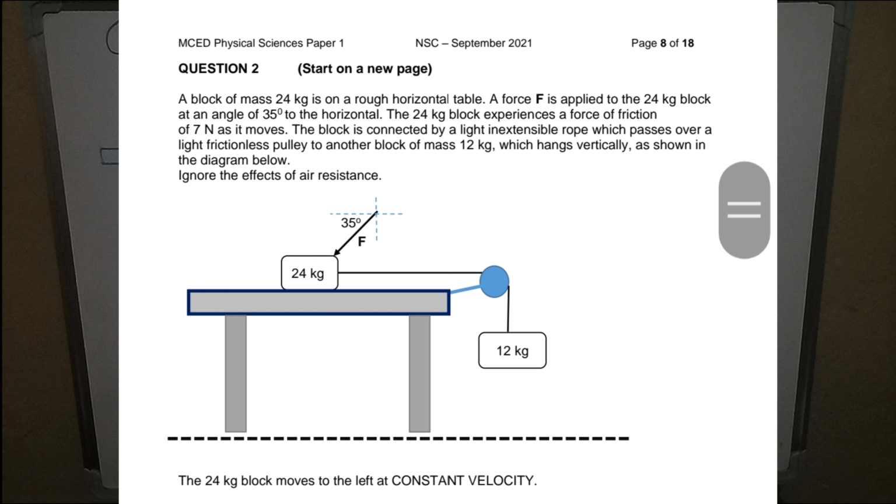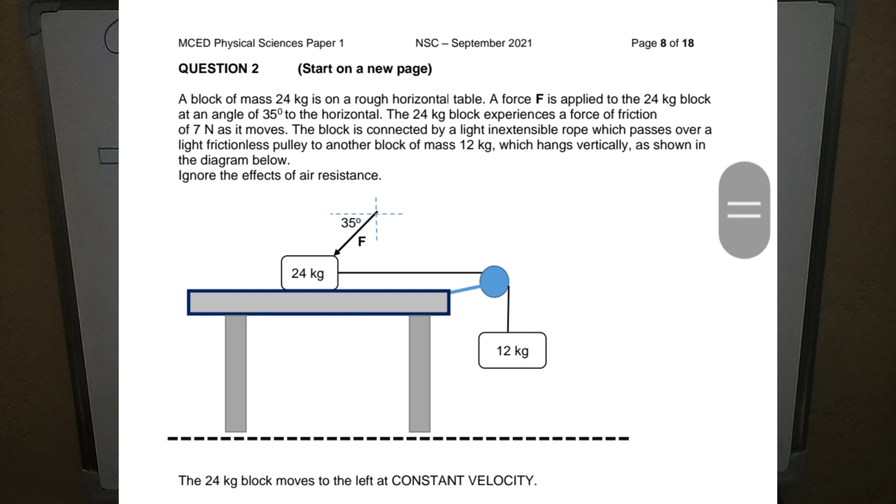A constant velocity means that our acceleration is equal to 0. So whenever you say Fnet equal to ma, when you simplify your problems, your acceleration will be 0. Therefore, our Fnet will be equal to 0, or our resultant force will be equal to 0.